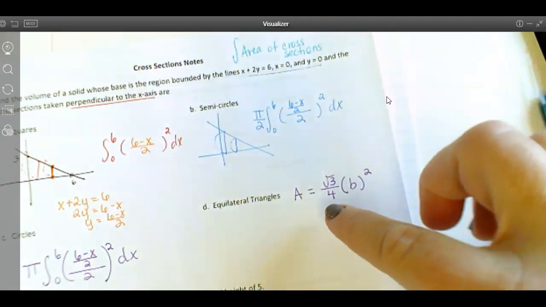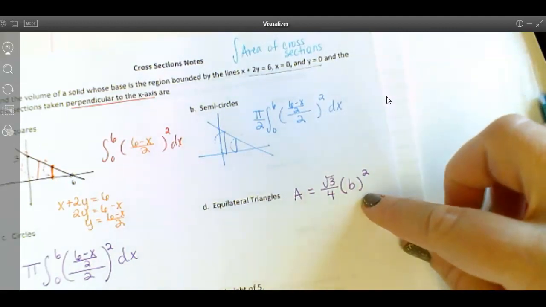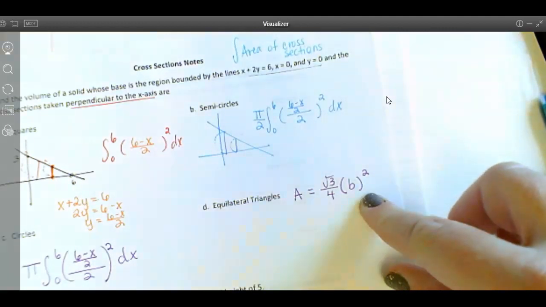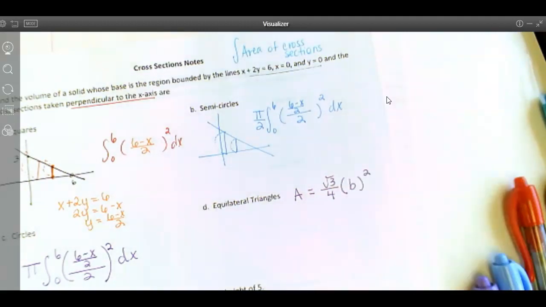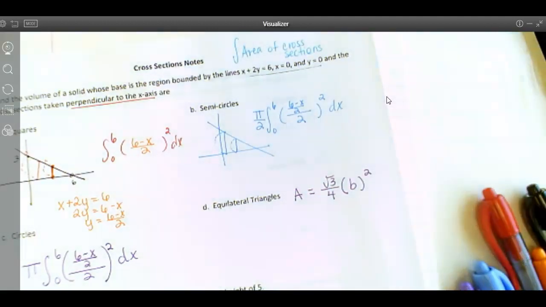It makes sense that it's a fraction of b squared, because b squared would be a square. And so it's a fraction of it. And if you're interested, let me know later and we'll talk about it. But it's coming from a 30, 60, 90 triangle and trying to find the lengths of those sides and the fact that the sides are the same. So that's the formula when you do equilateral triangles.